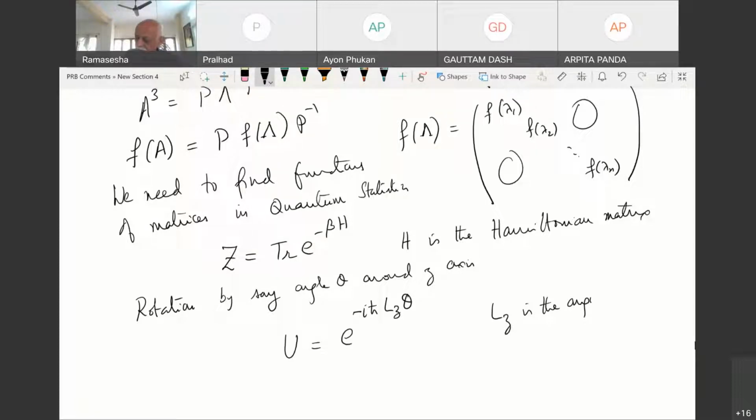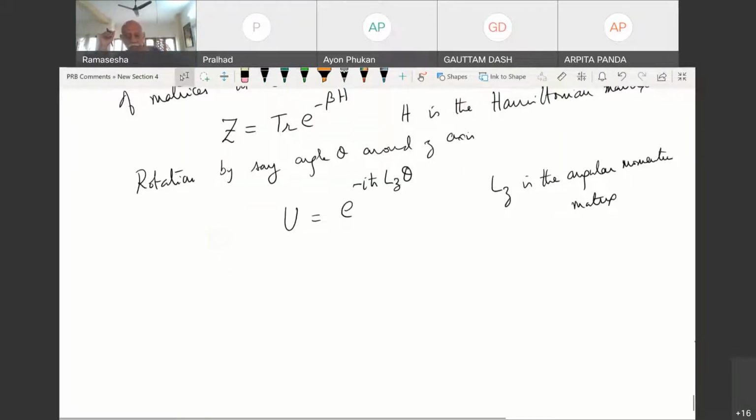Okay, so you'll have to calculate many of these things. So it's very important to define functions of matrices. That's why diagonalization of a Hermitian matrix is important. If you can diagonalize a Hermitian matrix, you can easily compute functions of matrices, or you can define functions of matrices. For example, I can obtain a square root of a matrix.